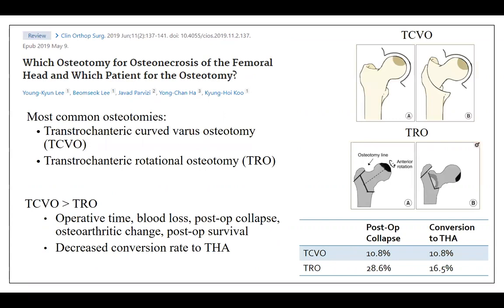Osteotomies were also considered to be a treatment option for these patients, and this involves transferring the weight-bearing forces to other areas of the articular surface. Many different types of osteotomies can be performed, but the 2 most common are the TCBO and the TRO. The TCBO ends up doing better than the TRO, especially in terms of operative time, blood loss, post-op collapse, and post-op survival. The TCBOs also had a decreased conversion rate to THAs.